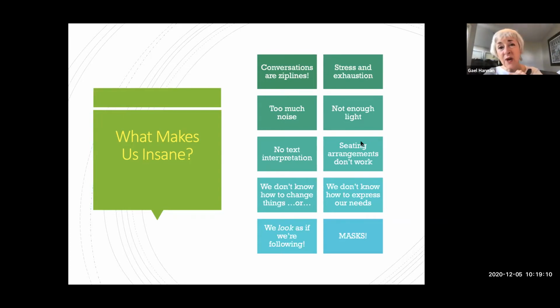What makes us insane? Seating arrangements don't work. This is especially challenging in the usual holiday seasons when we're able to get together with our whole family around the table. So for many of us, unfortunately, that's not a problem we're going to have to deal with this year. But one of the key things is we don't know how to change things. And even if we knew what needs to be changed, we don't know how to express our needs. And this is something that takes a long time. Even me, I never started being really assertive about my needs until I became involved with other people with hearing loss back in the dark ages, back in my 40s. And also the bluffing, and we're going to talk about that. But first, I want to talk about masks.